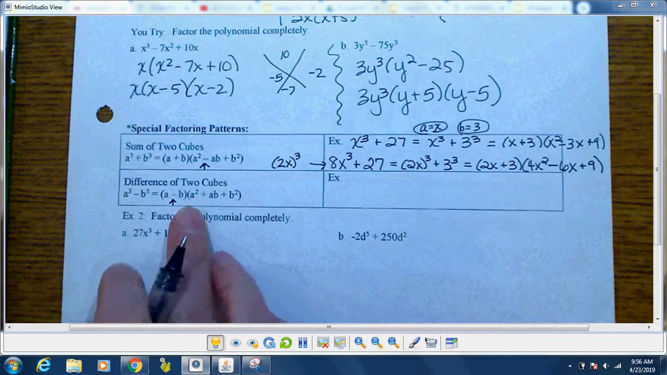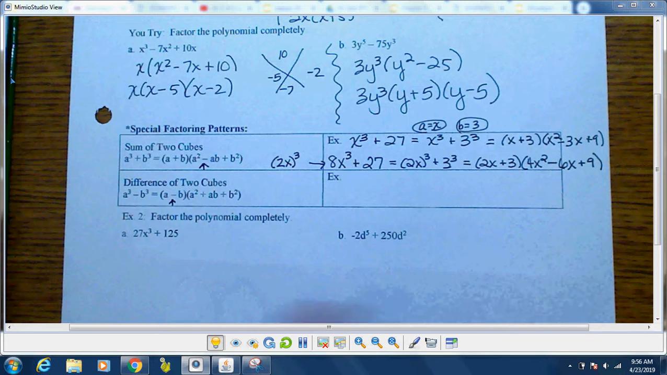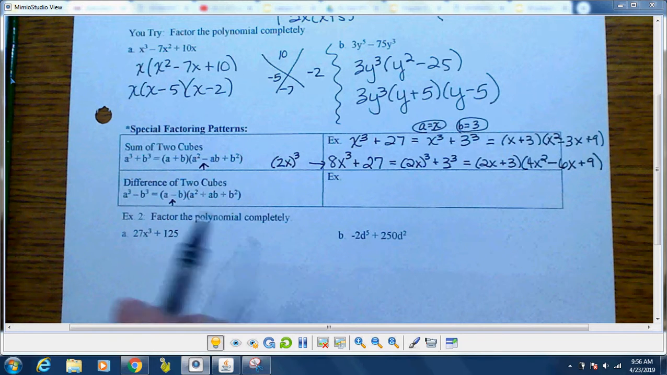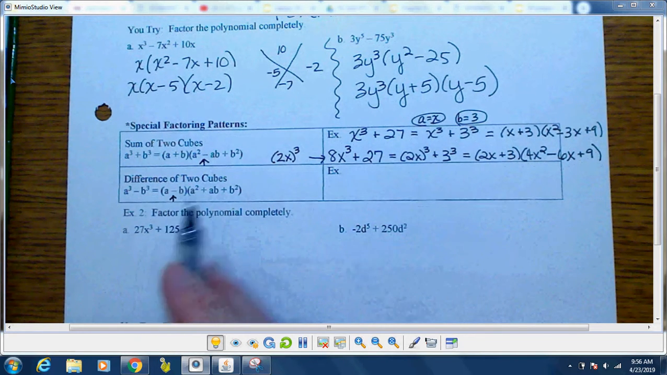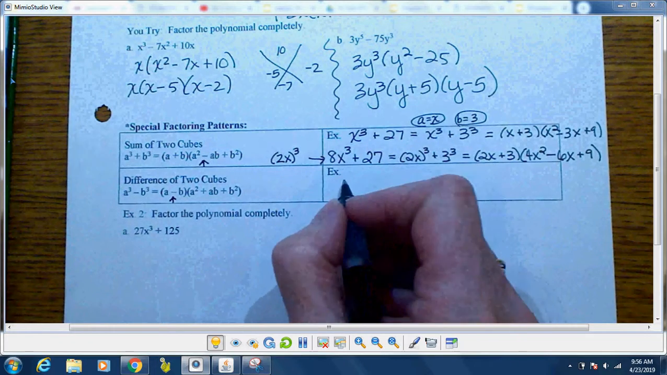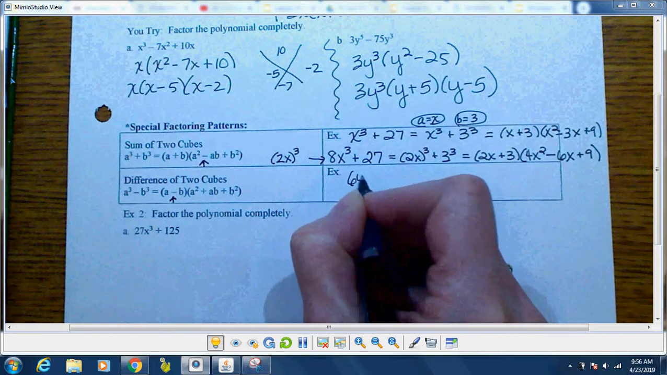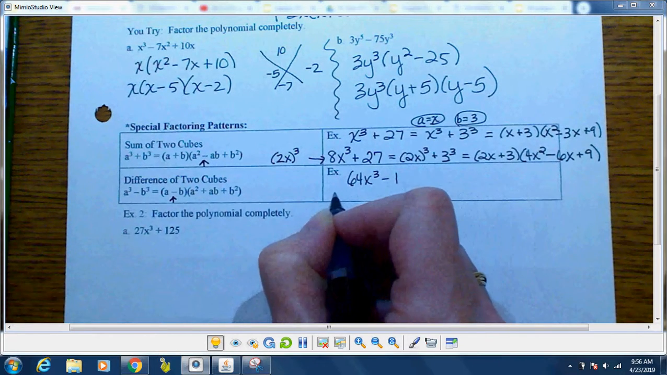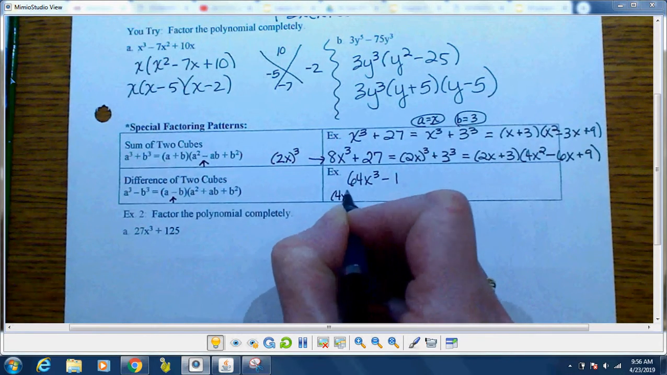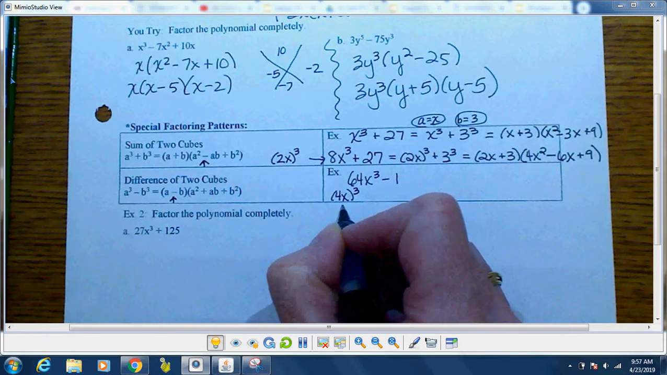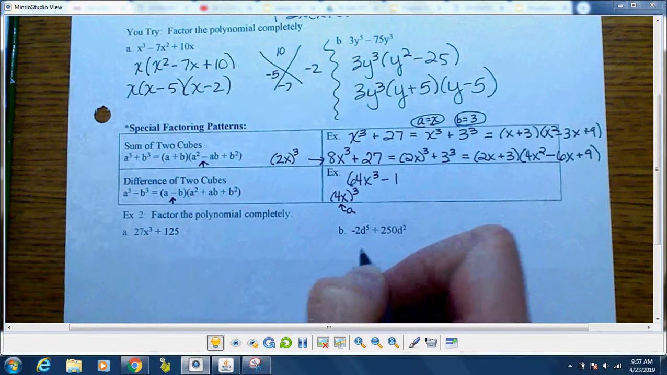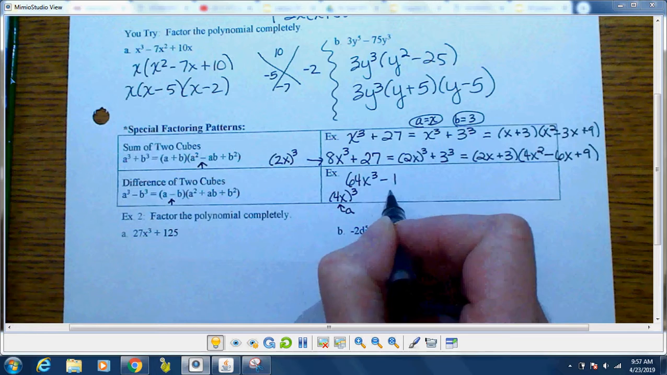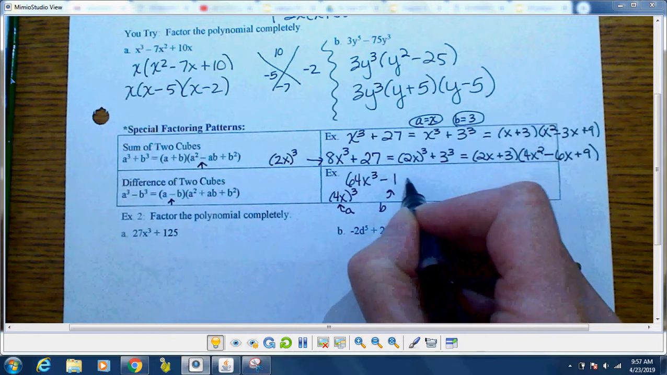All right, the difference of two cubes. Pretty much exactly the same thing. The only difference is you change the signs. Okay, so the example I have is 64x cubed minus 1. So 64x cubed, that is 4x cubed. So my a value is 4x, and my b value is 1. So I'm going to plug it into the pattern.